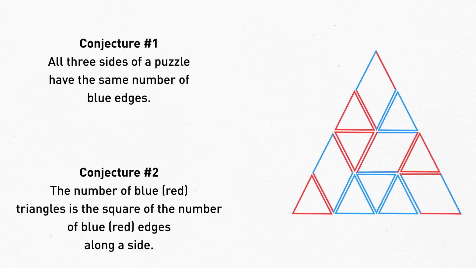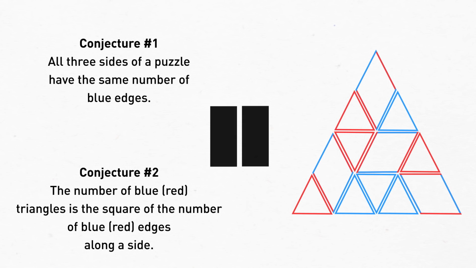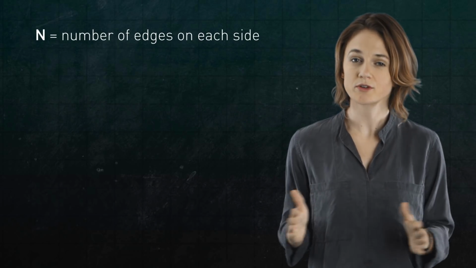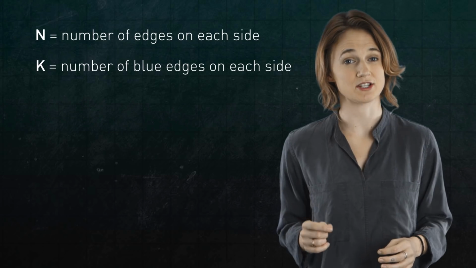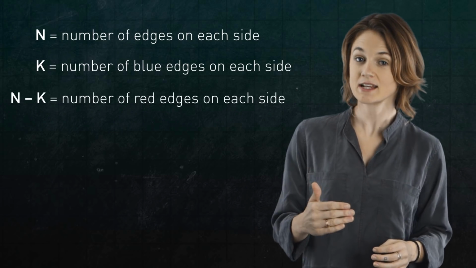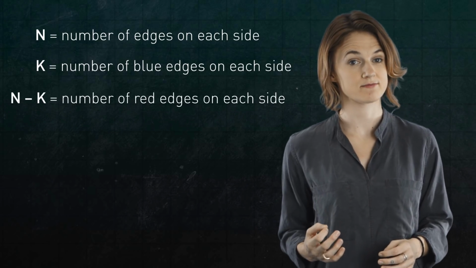If you want to try and prove the conjectures yourself, pause here. To help with the proof that I'm going to give, let's introduce some variables. N is the total number of edges on each side, and K is the number of blue edges on each side. And N minus K is the number of red edges.